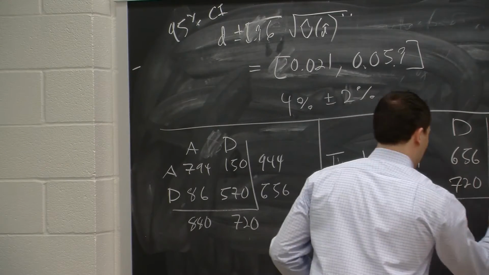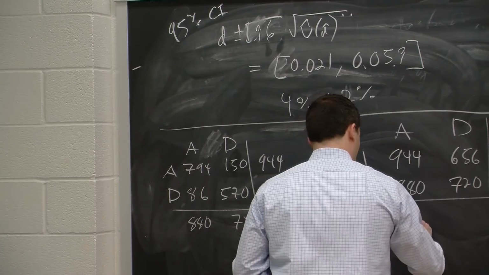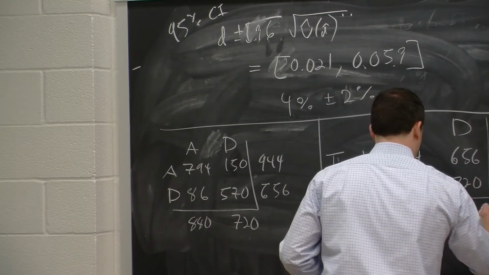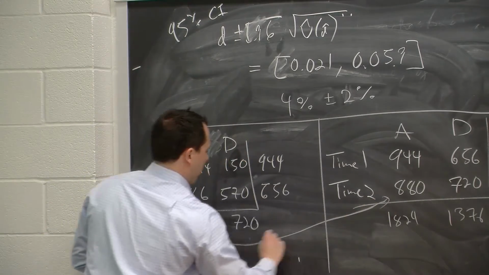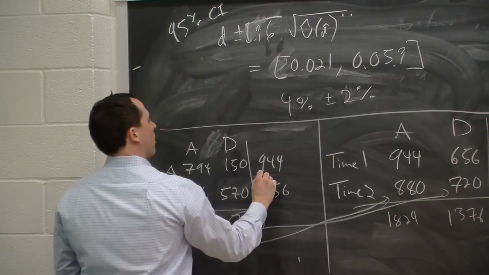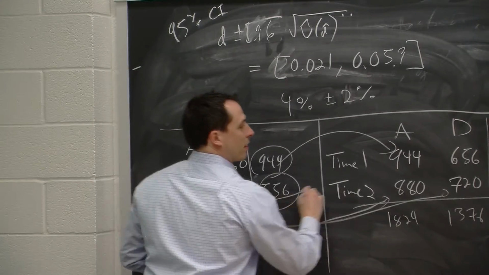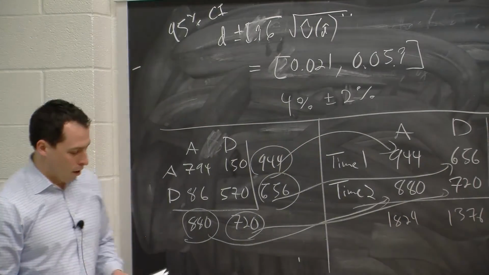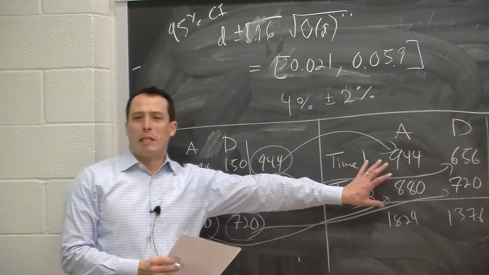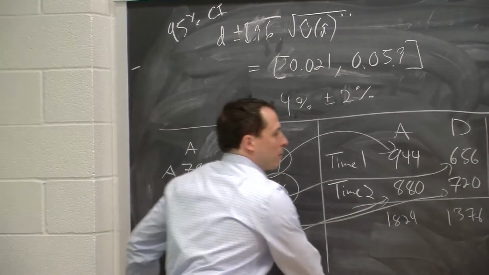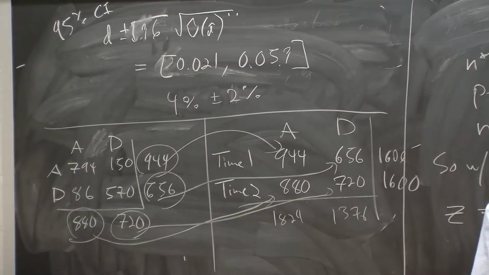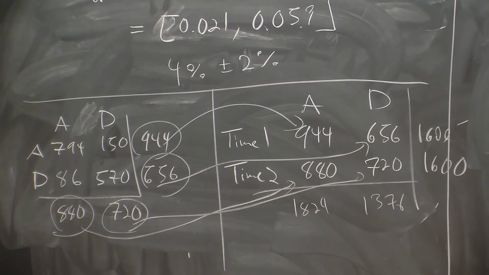And these have some totals too, right? So these totals are 1,824 and 1,376. So what happens is that this 880 goes there, the 720 goes there, the 944 goes there, and the 656 goes there. That's the wrong way to think about it, or a different experiment, depending on how you think about it. So what is our gain from using the same people twice? That's the change in power of these two different interpretations.